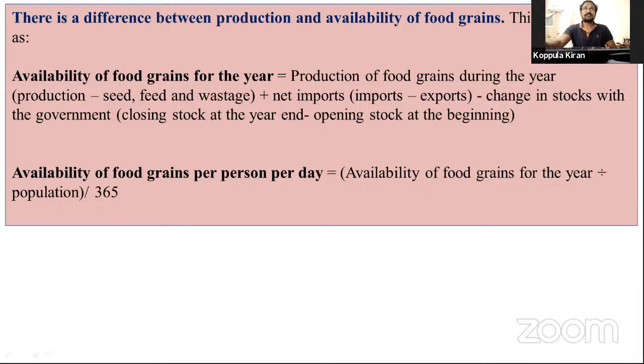See this calculation of how to estimate the availability of food grains in the country, particularly in India. We are discussing food security in India. So what is the availability of food grains in India? See this, the availability of food grains for the year, the total availability of food grains per annum. Which ways do we get food grains?